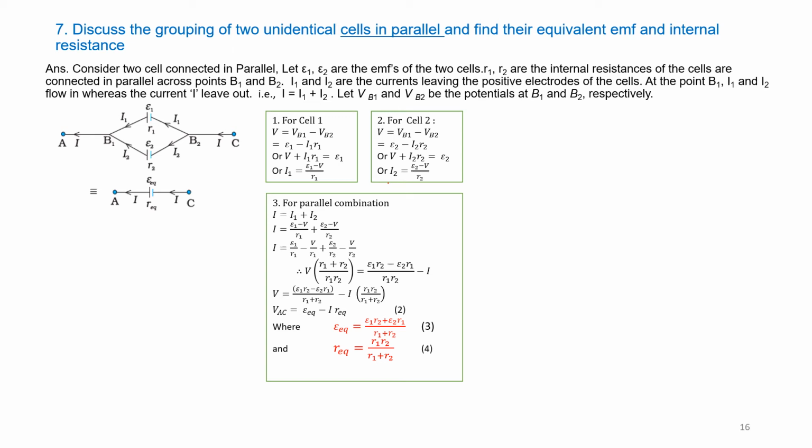Therefore, VAC is equal to E equivalent minus I into R equivalent. Therefore, simplifying, we get E equivalent is equal to (E1 R2 plus E2 R1) divided by (R1 plus R2), and R equivalent will be equal to R1 R2 divided by (R1 plus R2).